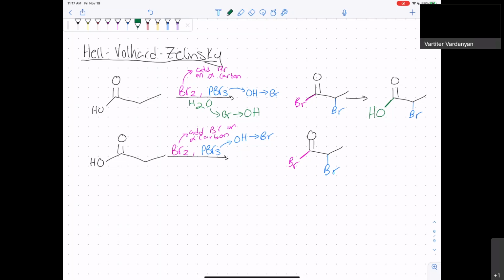Yes. So yes, you can definitely say that, but the first thing you want to think about is you can only add it to the alpha carbon. And in this case, we only have one alpha carbon. So in general, yes, you always add to the more substituted alpha carbon. In this case, we only have one.